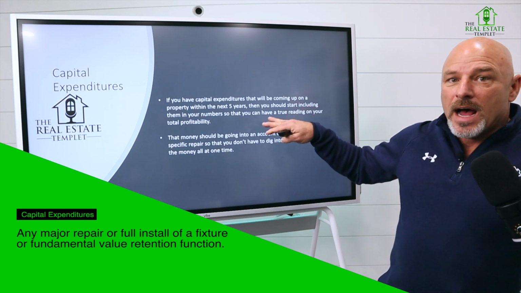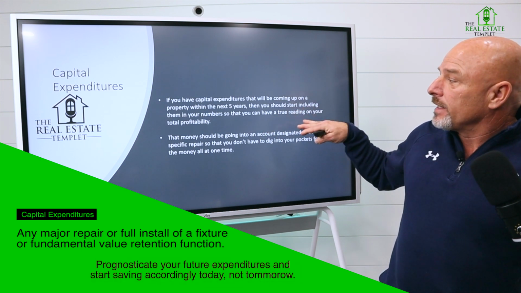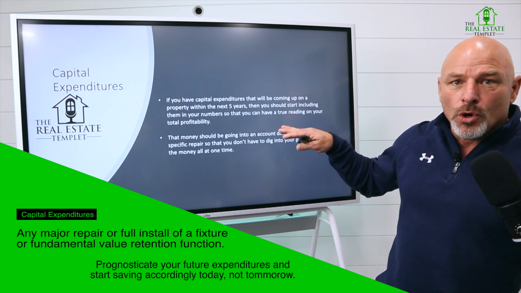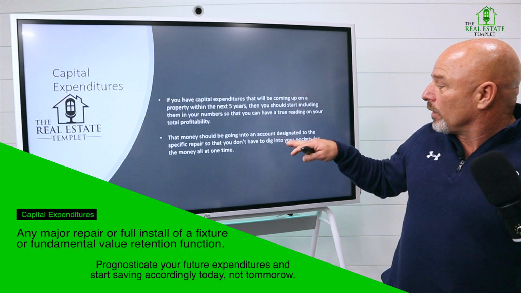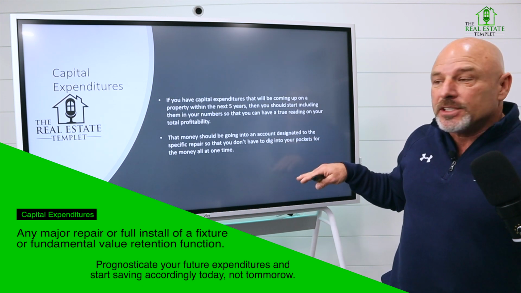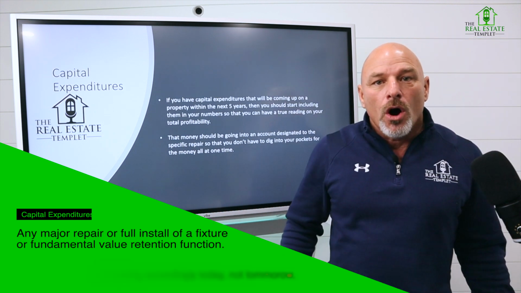So a capital expenditure is, if you have capital expenditures that will be coming out of a property within the next 5 years, then you should be including them in your numbers as you run them on a yearly basis to give you a true reading of your total profitability. That money should be going into an account designated to that specific repair so that you do not have to dig into your pockets to come up with the money all at one time at the end.